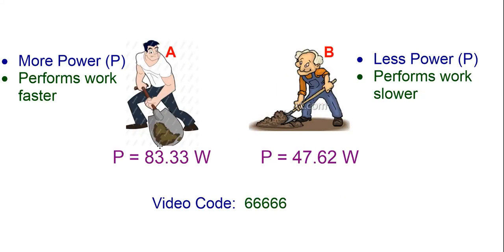So he has a power of 83.33 watts. He has a power of 47.62. This guy here has more power. So power is how fast work is done. He performs the work faster. This older gentleman here performs the same work but slower. He has less power. It takes him longer. He performs the work slower. And that's what power is, how fast work is performed.